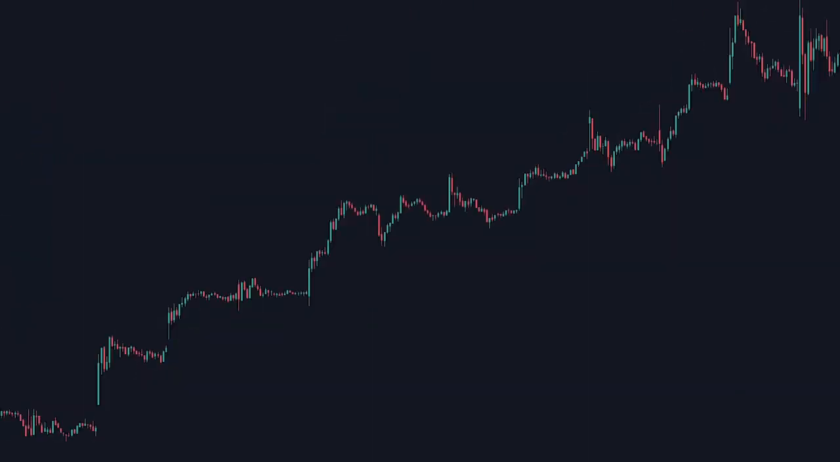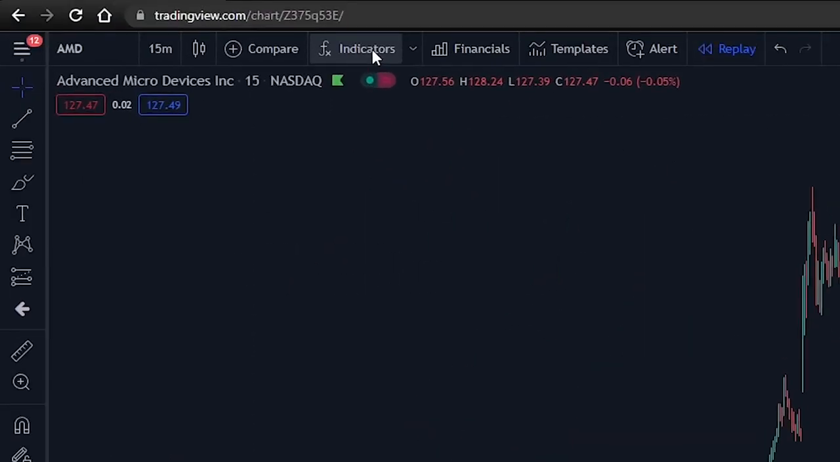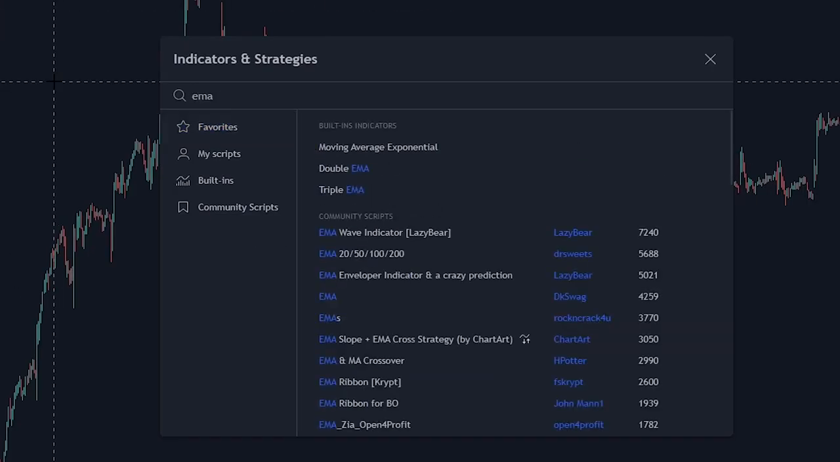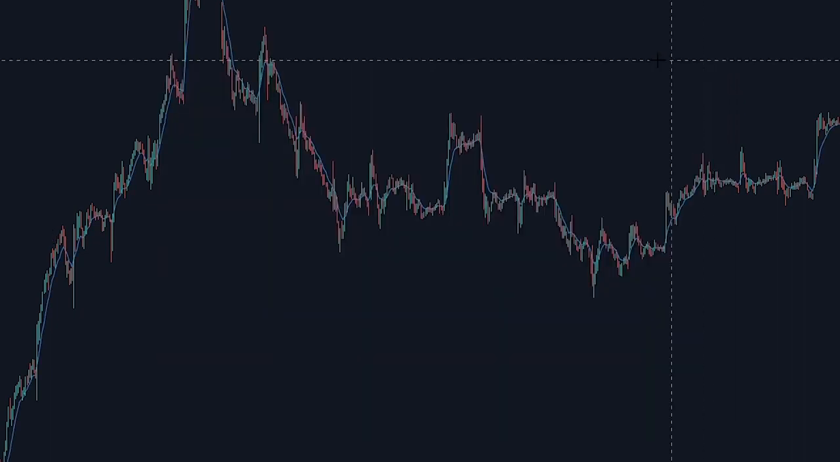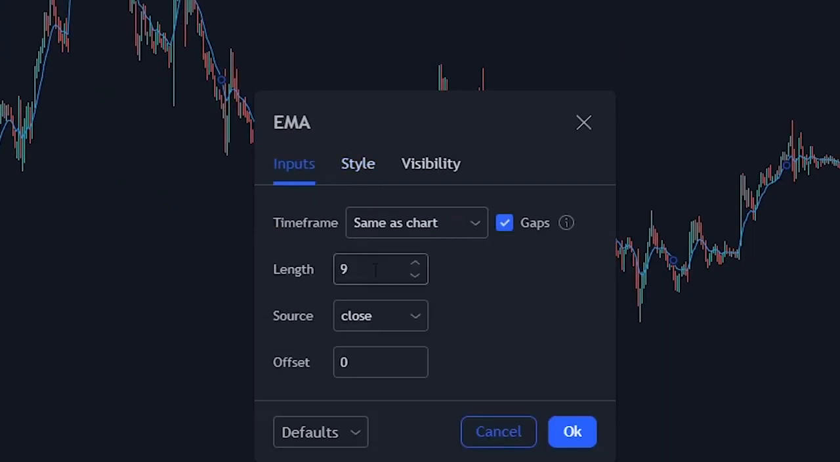Rule number 1, and probably the most important rule, is that we will only be trading with the trend, at least with this strategy. You may be asking yourself, how do I know if a chart is in an uptrend or a downtrend? Well, it's pretty simple. Just go to TradingView, click the indicators tab, and type in EMA for exponential moving average. Then go to the settings of the indicator and change the length to 200. This will give us a 200-day moving average.